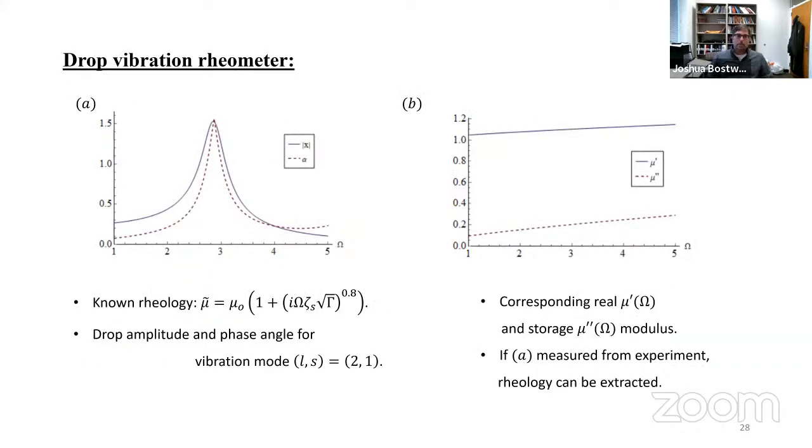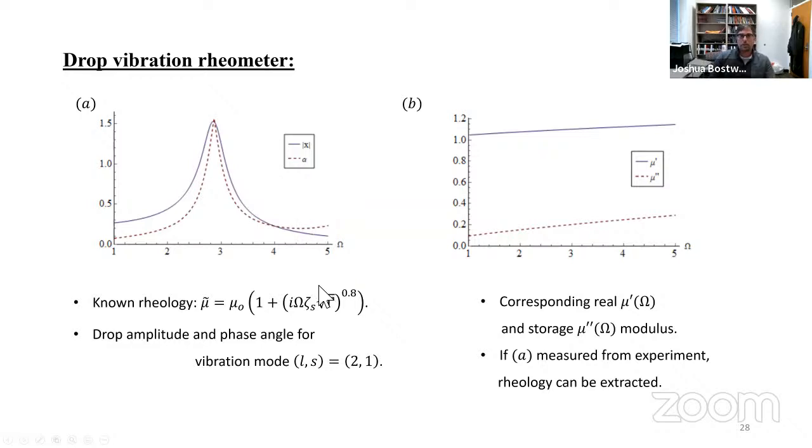So we can basically apply this technique as a drop vibration rheometer for more complex rheologies. We haven't done this in experiment yet, but we performed a thought experiment, or a numerical experiment, where we've solved the system for a known rheology, a Kelvin-Voigt rheology, as shown here on the bottom left. And that gave rise to a frequency response curve as shown here in the top left, with a phase alpha shown here in the dashed curve.